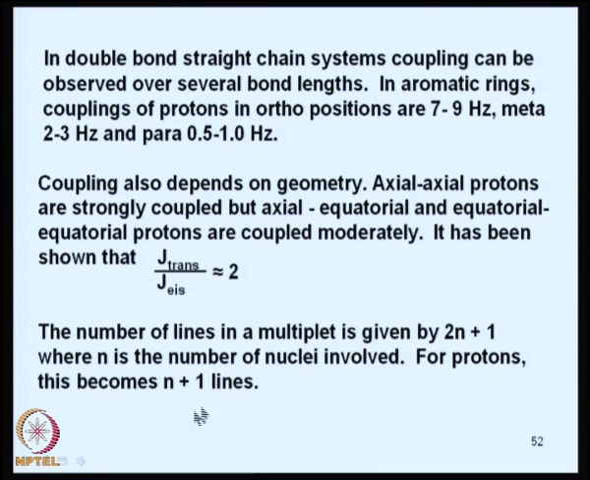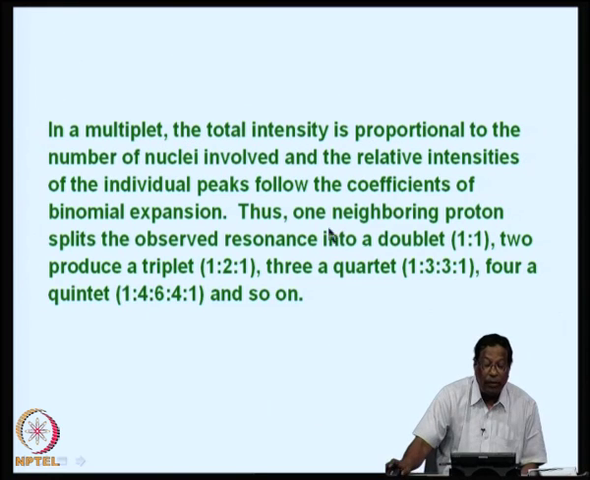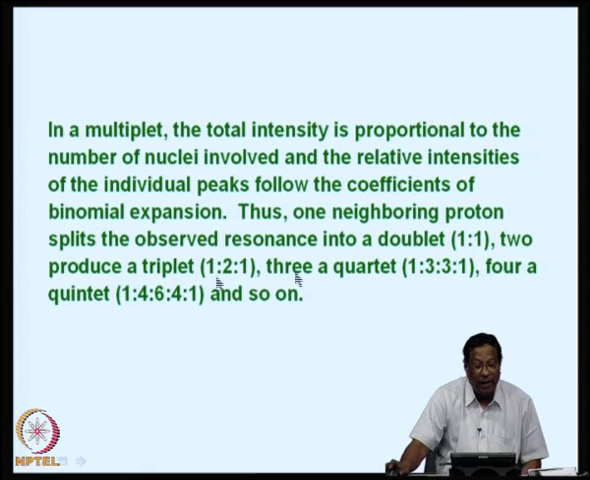The number of lines in a multiplet is always given by 2nI plus 1 lines. In a multiplet, the total intensity is proportional to the number of nuclei involved, and the individual peaks follow the coefficients of binomial expansion. For example, one neighboring proton splits the observed resonance into a doublet, and 2 will produce a triplet of 1:2:1 ratio, 3 would be a quartet with 1:3:3:1, and 4 would be a quintet with 1, 4, 6, 4, 1, etc.